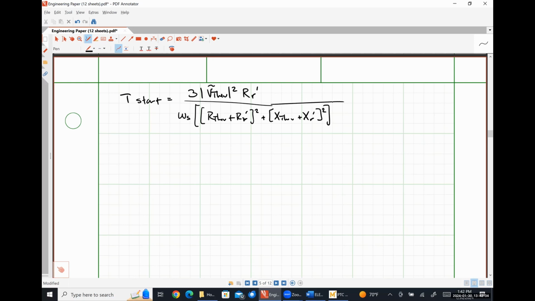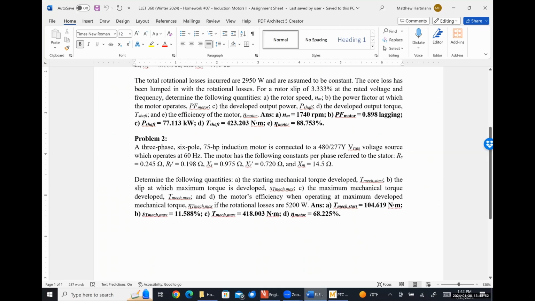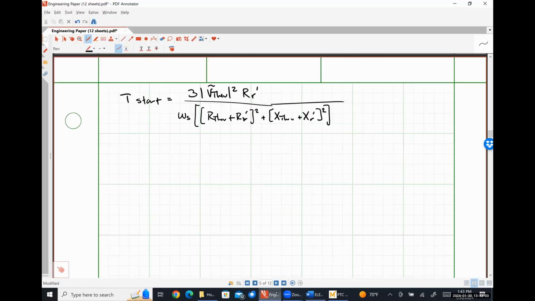So it's literally just the direct application of this equation, using the parameters in the problem statement to find the Thevenin equivalent circuit of the network. Okay. So that's our starting torque. The next thing we were asked to find was the slip at which maximum mechanical torque is developed, right? So that's another just direct application of an equation.